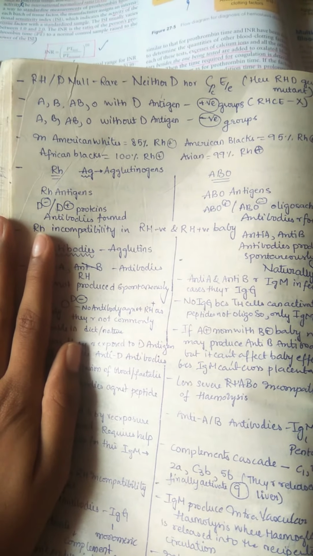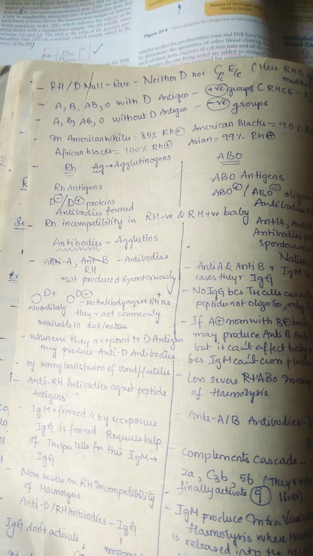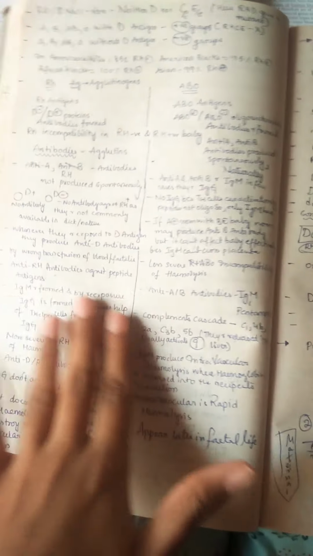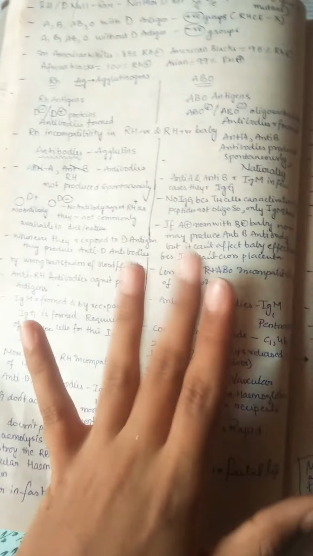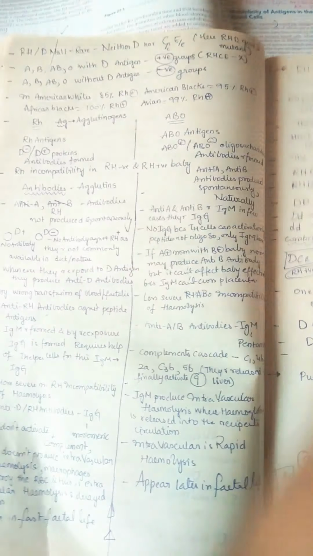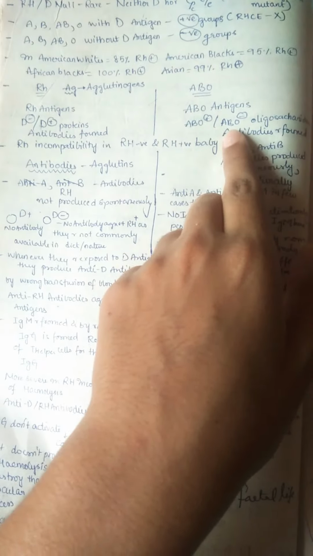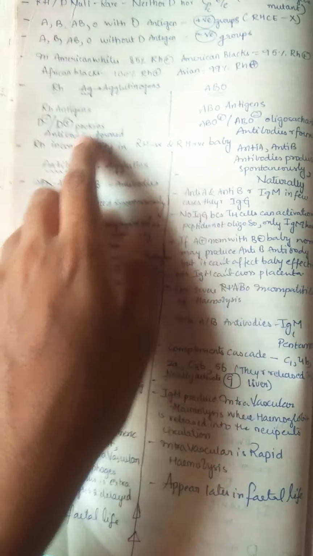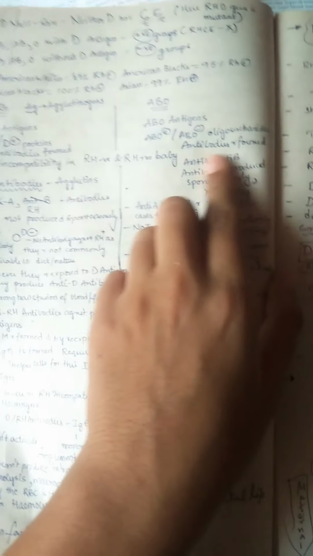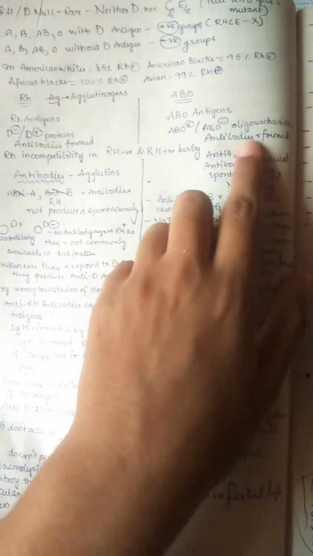So Rh agglutinogens means antigens, and antibodies means agglutinins. So that's what we know. We've drawn a table to understand the differences between Rh and ABO, so that we can grasp it more easily, because we have just completed ABO, so with the differences we can easily cover them also. So Rh antigens here, and ABO antigens here. D negative or D positive are proteins, while ABO positive or ABO negative are oligosaccharides, and antibodies are formed. Here also antibodies are formed.